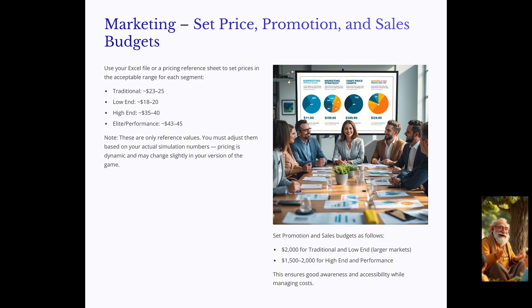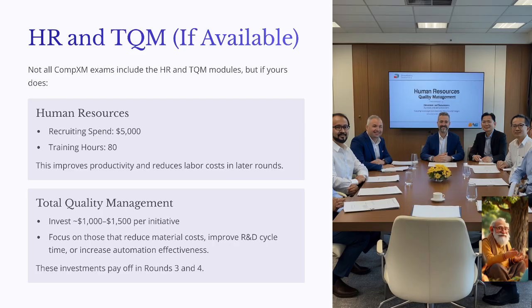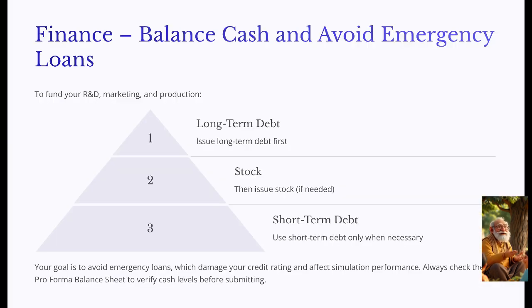Step 9, mastering the board query quiz. 100 points each. Each round includes a board query, a timed multiple-choice quiz with questions based on financial data, market conditions, and simulation reports. To prepare, review reports before opening the quiz. Focus on questions related to profit margin, product life cycle, financial ratios, segment performance. Use your Excel file to reference data quickly. You can score a perfect 100 per round if you're well prepared.